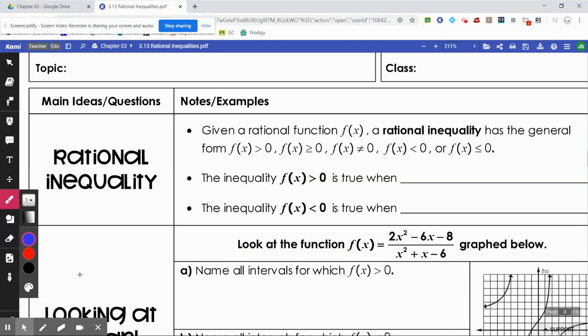Okay, now we're going to be solving rational inequalities. And we're going to use the exact same method for rational inequalities that we did for polynomial inequalities. We're going to find the zeros and all that. We're going to test intervals, same. It's going to look very similar.